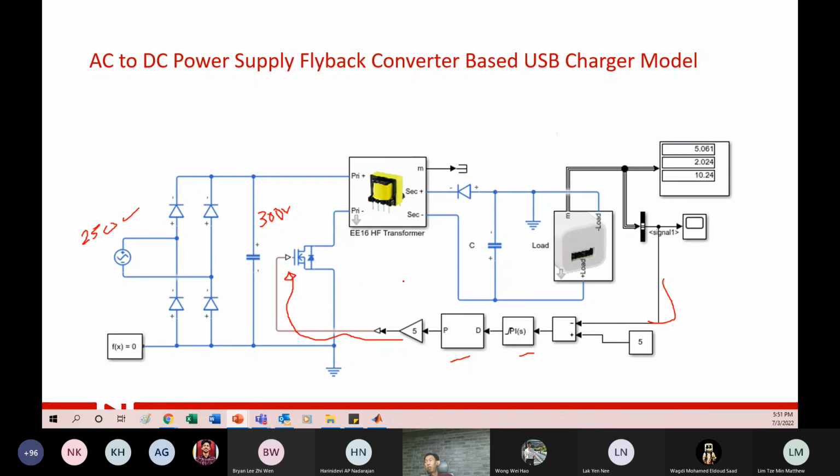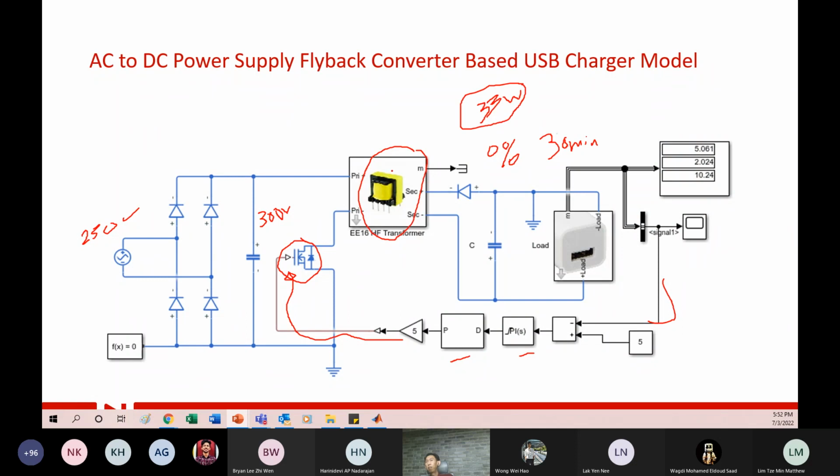Now, how much power your charger can deliver depends on this transistor and this transformer. So nowadays, the fast charger, how many watt? Any one of you know? As far as I know, it's 30 watt, 33 watt. 33 watt can charge from 0% to 100% in 30 minutes. So it actually depends on how large the power you are.